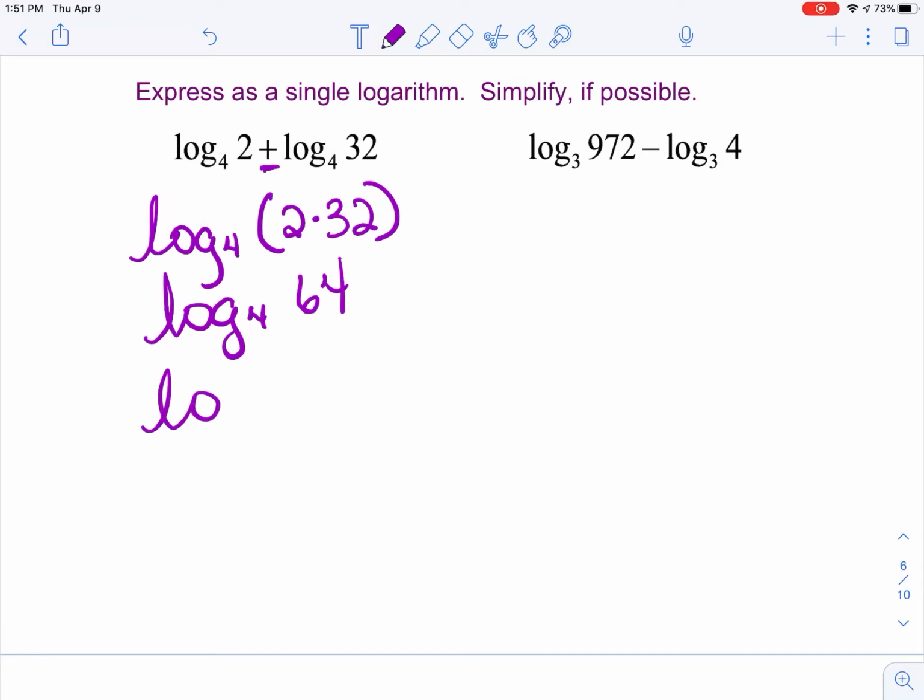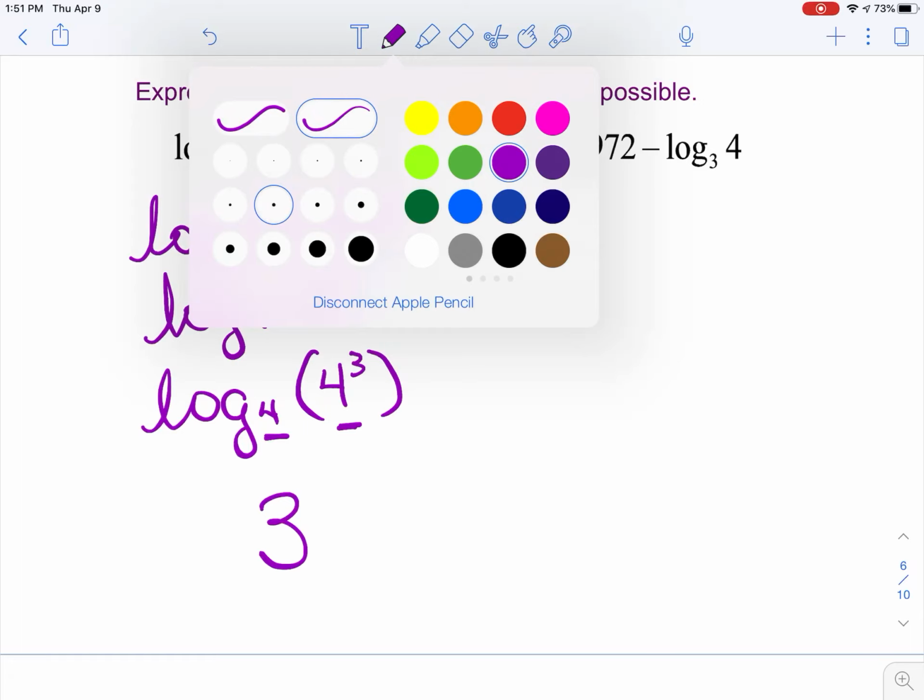I can change that to be: 4 to some power is 64. 4 to the first is 4, 4 to the second is 16, 4 to the third is 64. Since my bases are the same, my answer turns out to be 3. That's why we did the little review at the beginning. Let's look at this next one.